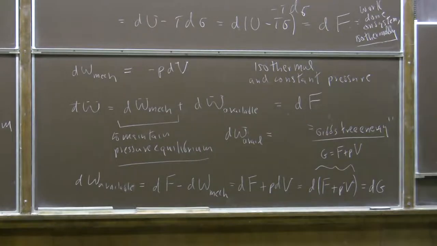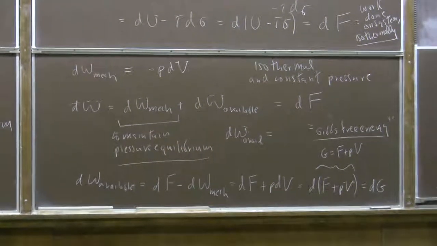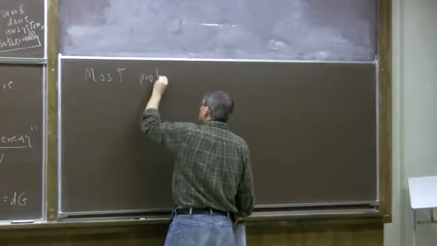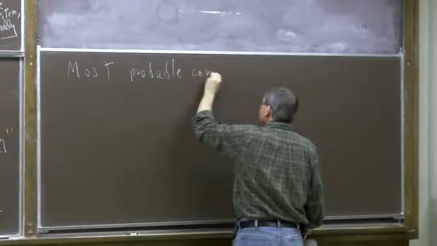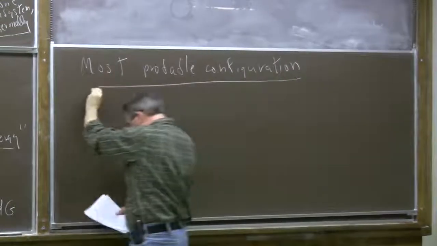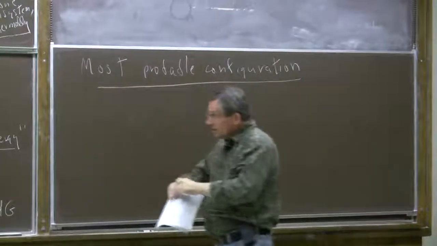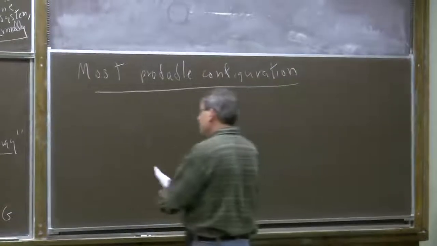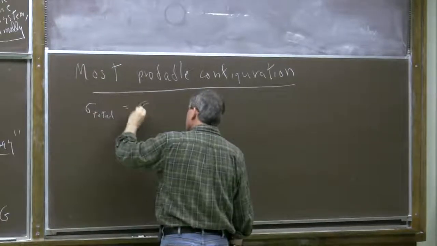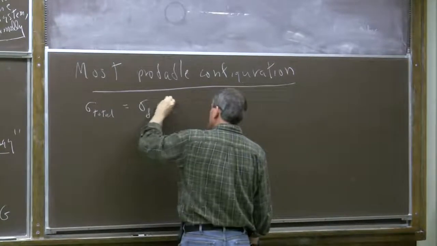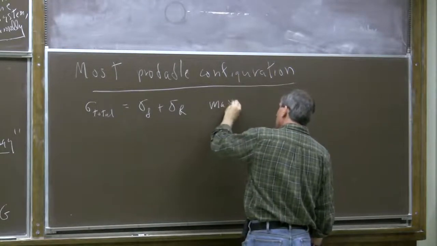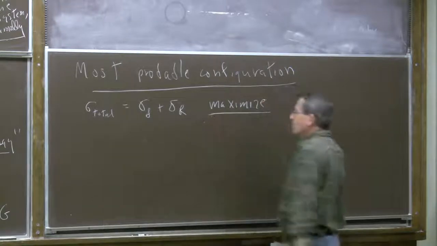So again, going back to the case previously considered of thermal contact, I'll remind you of that. When we bring the system into contact with the reservoir, it will seek the configuration with total entropy, the sum of system entropy and reservoir entropy. It'll try to maximize that. That's its most probable configuration.